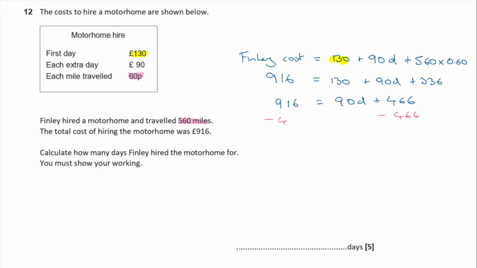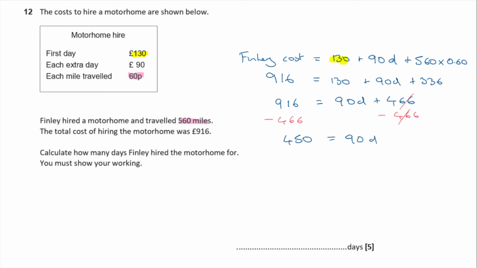Now we want to know the number of days, so let us subtract 466 from both sides to try and get d on its own. So that's going to cancel, leaving me with 90d on this side. On the other side, 916 take away 466, that is 450. So I've got 90d equals 450.